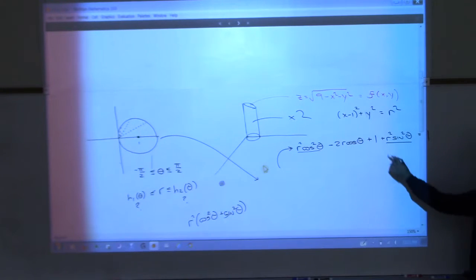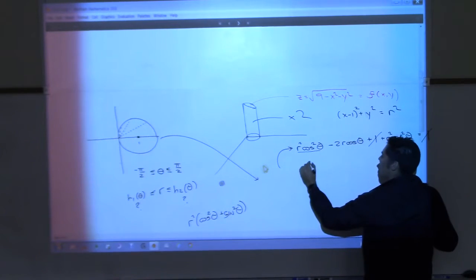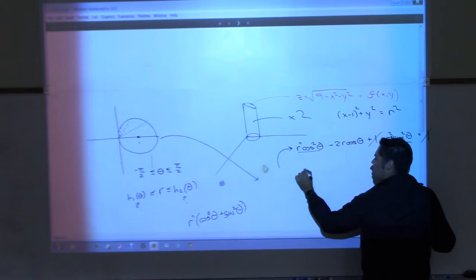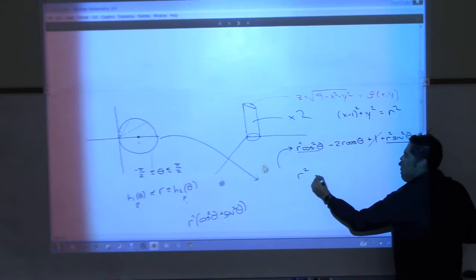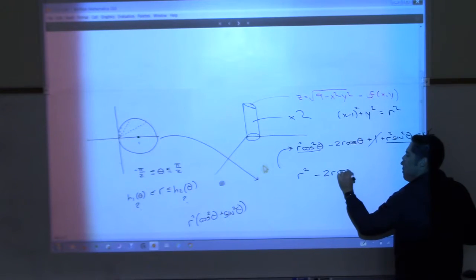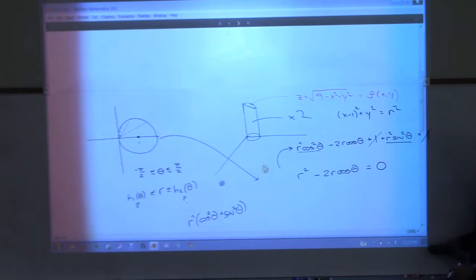Okay, cancel your 1s on both sides, right? So now you have these two with the Pythagorean identity. That and that become that. I still have minus 2r cosine theta, but then equals 0. This is it.